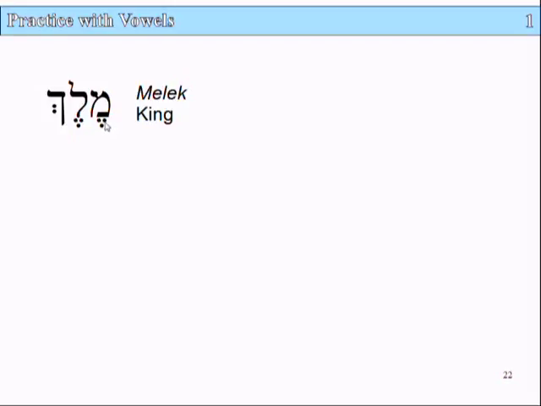And these three dots are called a segol, and they have an E sound. Let's have a look at another one.